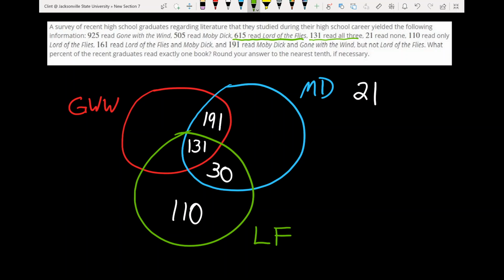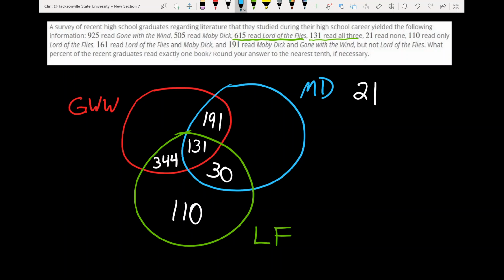344. So the only place we have left for this 344 to go in the Lord of the Flies is right here. Oh, let me change the color back. Okay. So we should have everything for Lord of the Flies. So we can check that if we want to make sure we haven't messed up. I'm going to do 344 plus 131 plus 30 plus 110. That does give us a total of 615, so our green circle's good now.